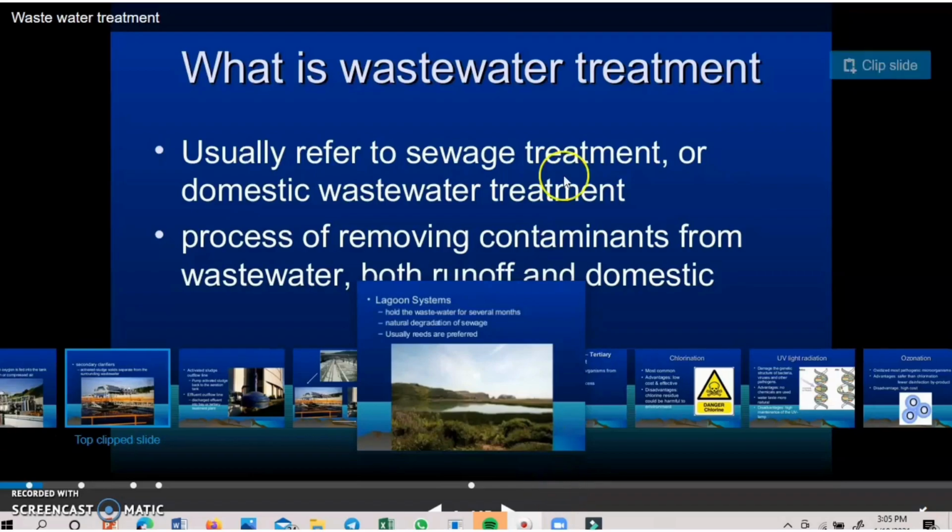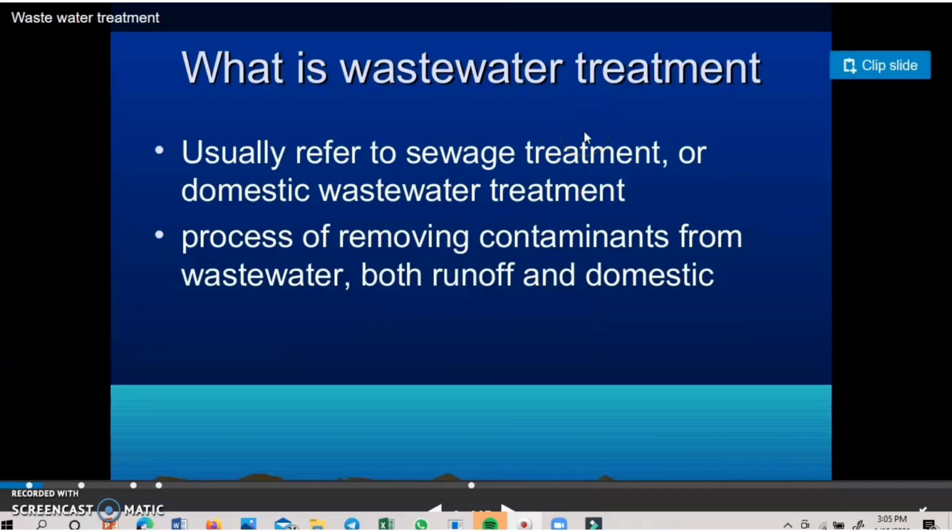Okay, me and my group members are going to talk about wastewater treatment. My part is to give a small introduction regarding the topic. So let's proceed to the topic. What is wastewater treatment?